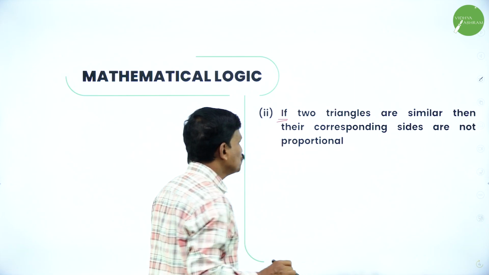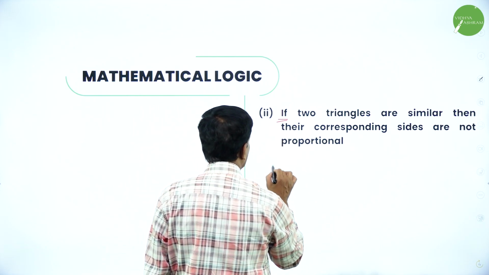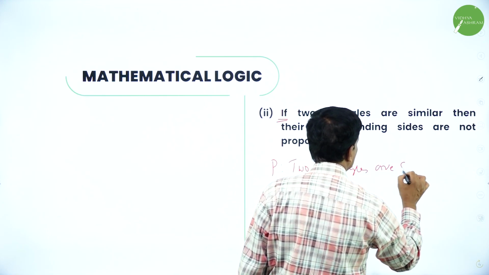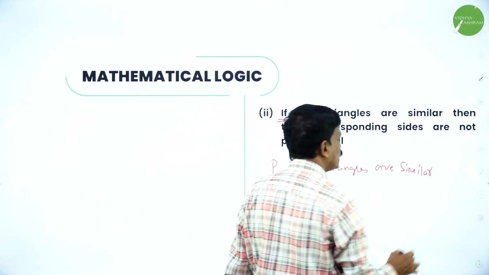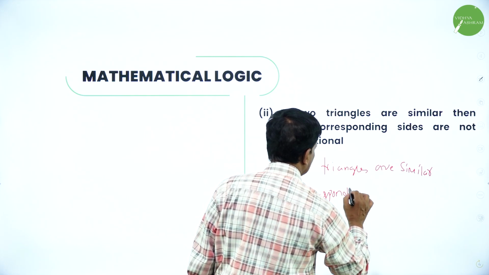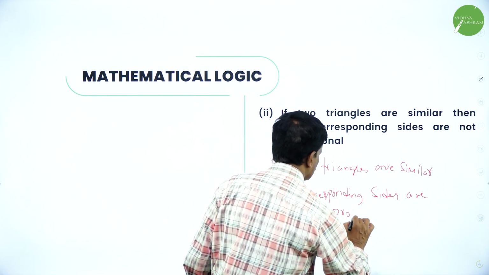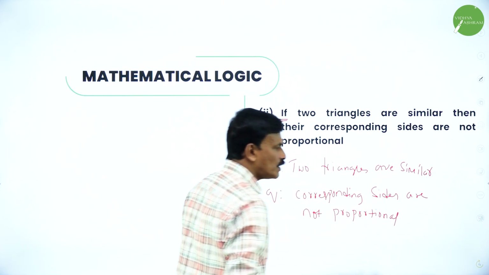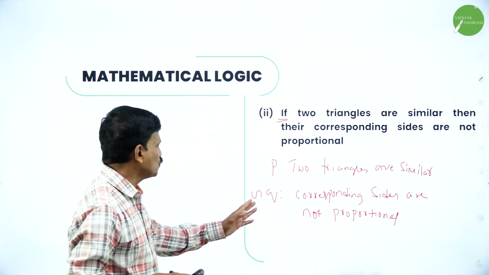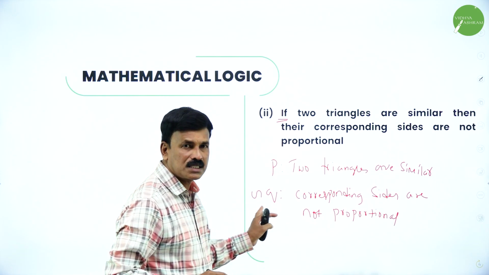Next, the second statement: if two triangles are similar, then their corresponding sides are not proportional. What is the statement given here? If, let us call this P, that is two triangles are similar. Two triangles are similar, that is P. Then the second statement, their corresponding sides are not proportional. What is given here? Since this has not, they have taken the connective as negation, that is negation of Q. Negation of Q is given: corresponding sides are not proportional. So two triangles are similar, corresponding sides are not proportional, that is negation of Q.